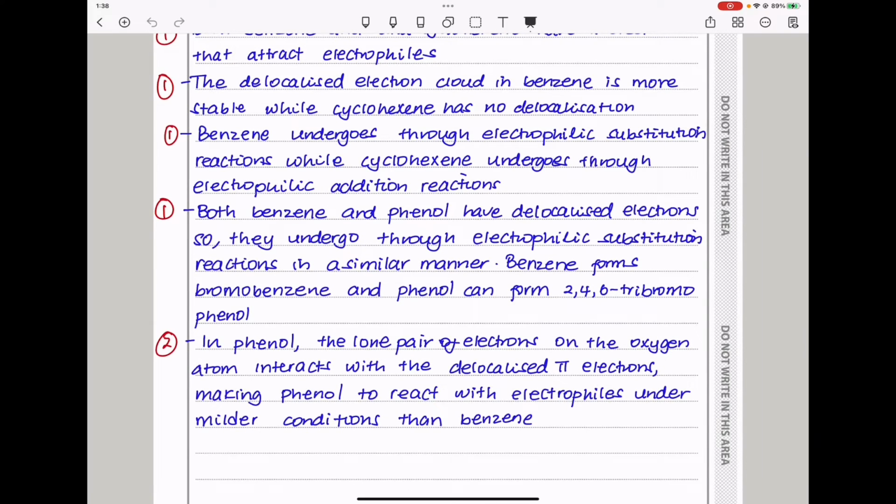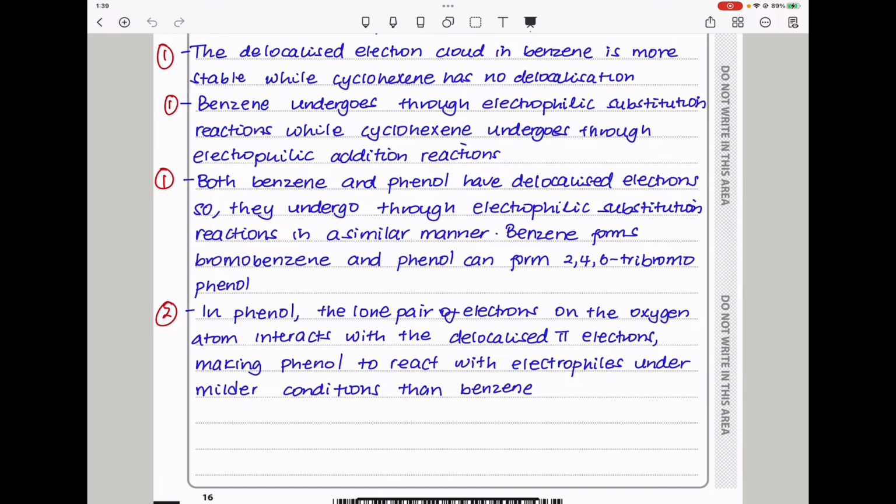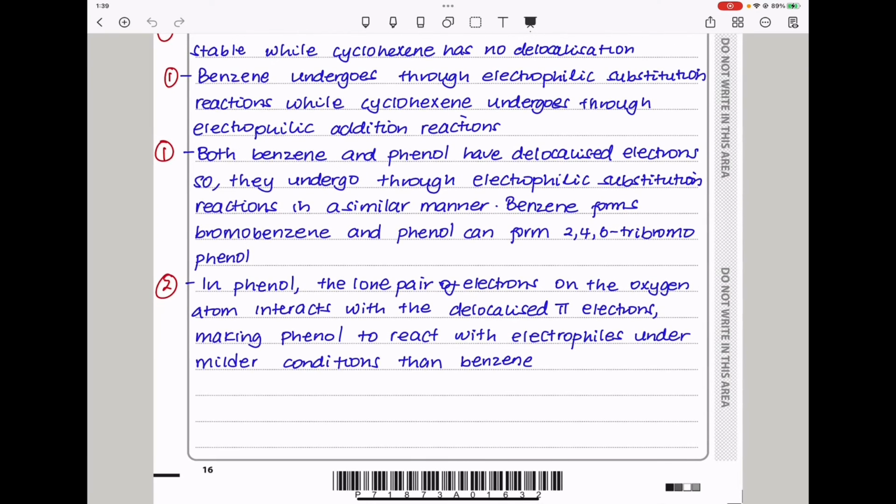Also in phenol, the lone pair of electrons on the oxygen atom interacts with the delocalized pi electrons, making phenol react with electrophiles under milder conditions than benzene. So this brings us to the end of question 20. Let's continue to question 21.